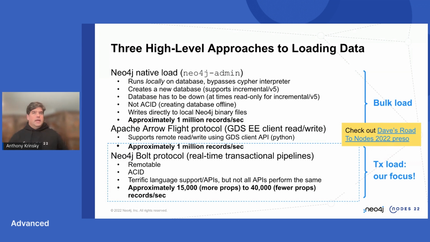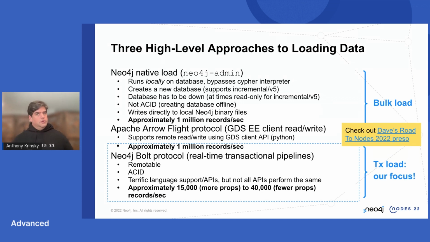So there are three high-level approaches to data loading, if you will, the state of the art. The first one is a native bulk load, and customers tend to use Neo4j admin to do that. It runs locally on local files. It creates new databases. The database, at least for some portion of that process, has to be down.